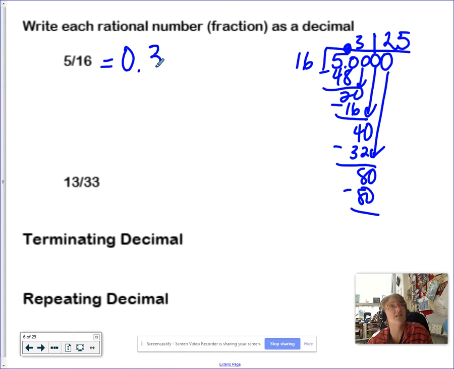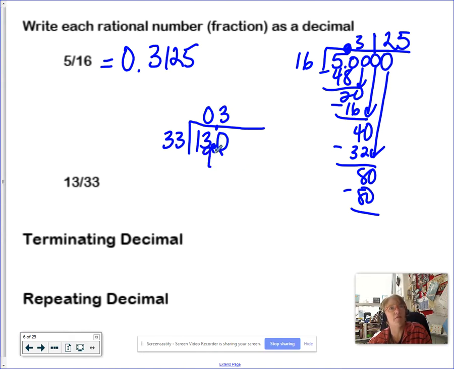All right, 5/16, 3,125 10,000s. Yes. 13/33. Holy cow. That's a mouthful. 13 divided by 33. 33 is larger than 13. Can't fit in there. But once I add a 0 and I multiply by 3, you'd get 99. Subtract, and I get 31. Holy cow, that's almost the same value.